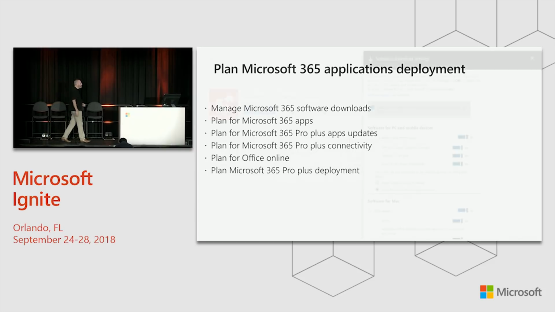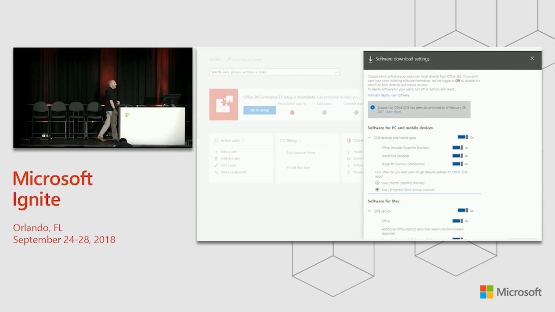Okay, so in this case, we're looking at some basic settings. Do we allow users to download the apps? Do we allow it for PC, for Mac, for both? There are some simple buttons like this we can push, but you need to go a bit deeper. You need to look into things like Office deployment tool if you're installing from a network share, for example.